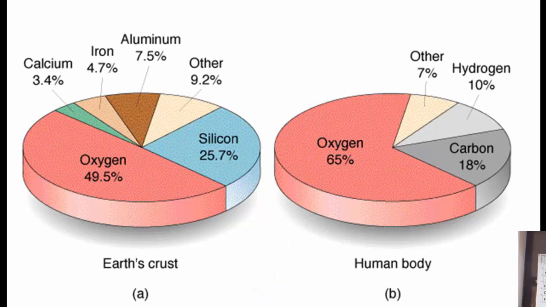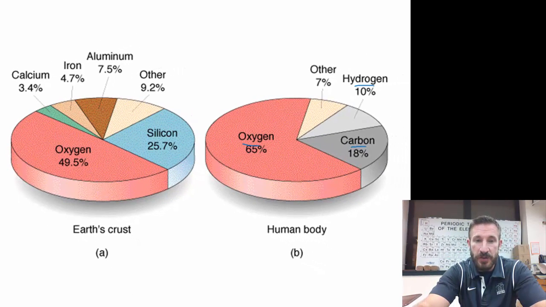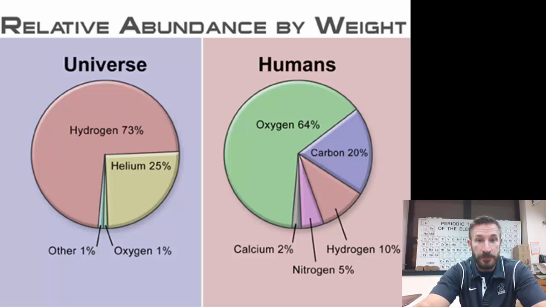Here's another visual of the same one comparing the Earth's crust to the human body. We see Earth's crust, once again, oxygen, silicon, and then other is sort of a big category. We have aluminum, then iron, then calcium, then the other ones are in that category at 9.2%. Human body, we have number 1 still oxygen, then carbon, then hydrogen, then all the other ones fall in after that. So 2 comparisons of the Earth's crust and the human body and the elements that make them up.